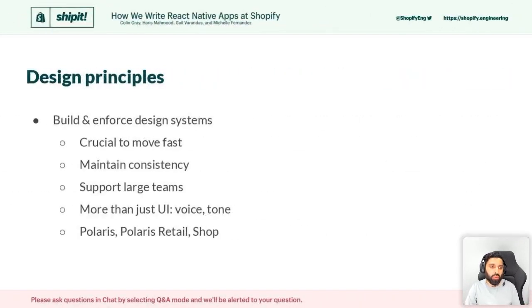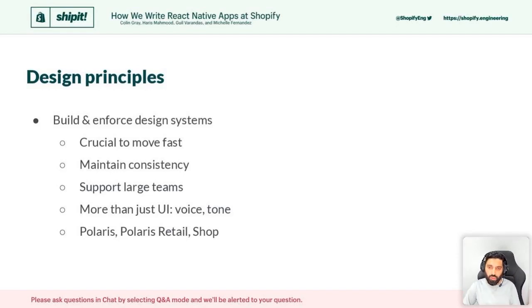The other really big principle that we really lean into is building and enforcing design systems. Design systems allow us to move super quickly once they've been established. They allow us to maintain consistency across a wide range of projects within the company. And one of the biggest and crucial things for Shopify is the ability for them to support a large number of teams and teams of large sizes.